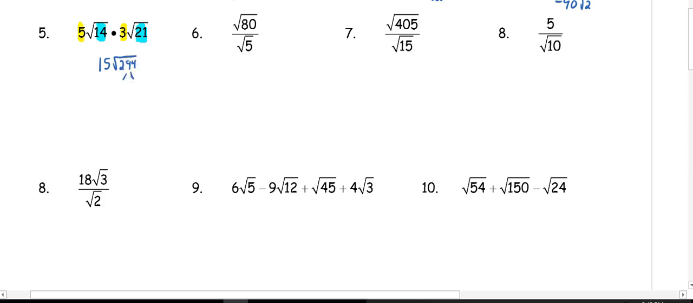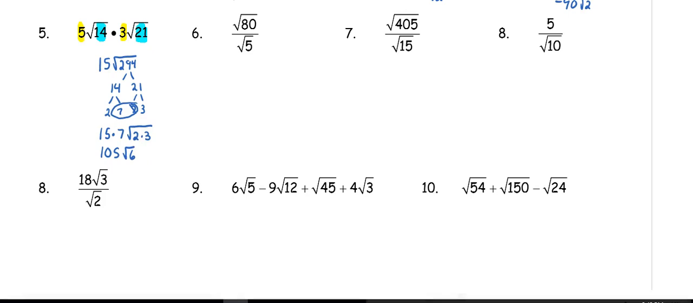If I'm not sure what numbers multiply to 294, I can go back to the factors that I originally multiplied. So I can do 14 and 21. Two numbers that multiply to 14 are 2 and 7. Two numbers that multiply to 21 are 7 and 3. So we have a pair of 7s. That's going to multiply outside with the 15. And under the radical, we have a 2 and a 3 left over. So that is going to simplify to 105 root 6.